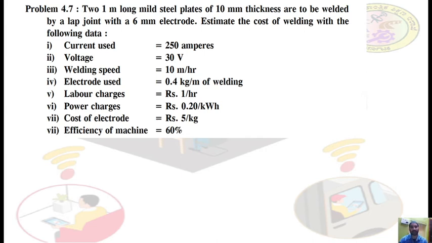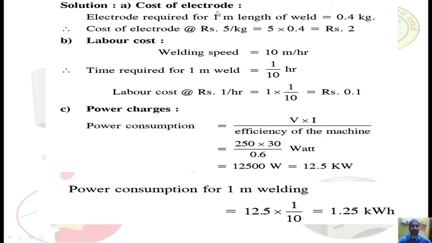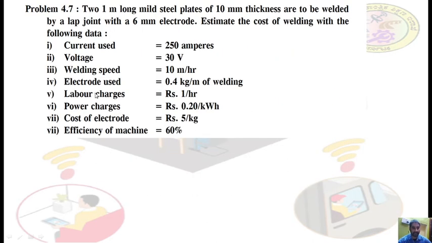So the power, in terms of electric terms, we know that power equals voltage into current. P equals V into I, where V is the voltage, I is the current. If the efficiency of the machine is given, then you have to divide it by efficiency in order to get the power. So the cost of electrode. The cost of electrode is given here, the 0.4 kg per meter of welding. That means if you weld for 1 meter, you require 0.4 kg of electrode. So cost of electrode is given as ₹5 per kg.